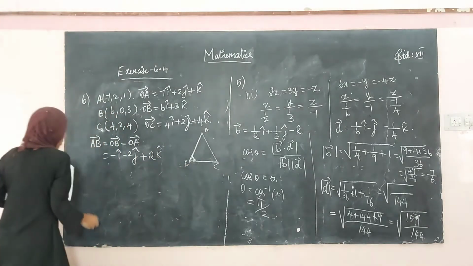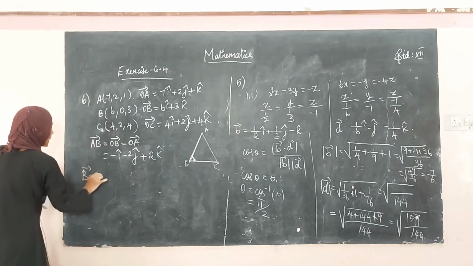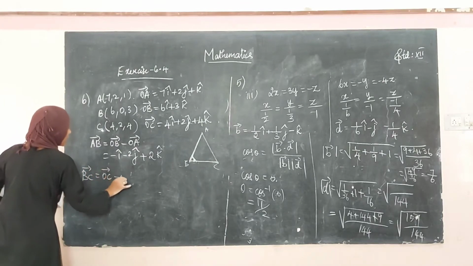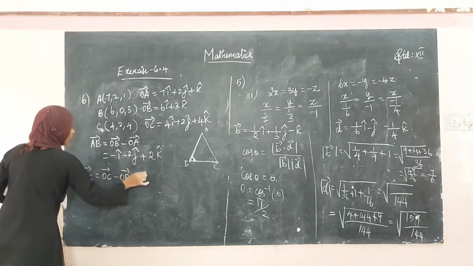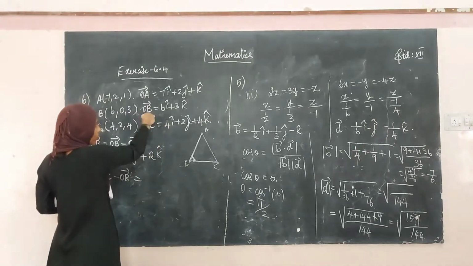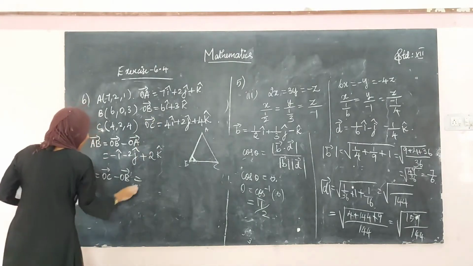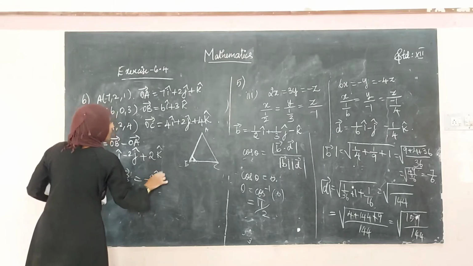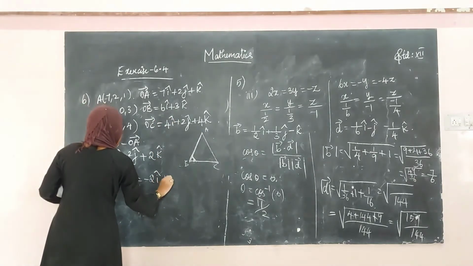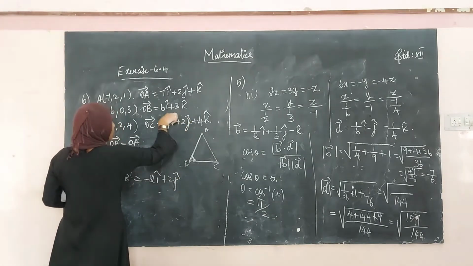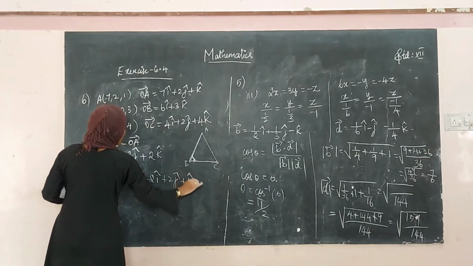And again we have to find BC vector. BC vector can be written as OC vector minus OB vector. 4 minus 6 is minus 2i vector. 2 minus 0 is 2j vector. 4 minus 3 is plus k vector.